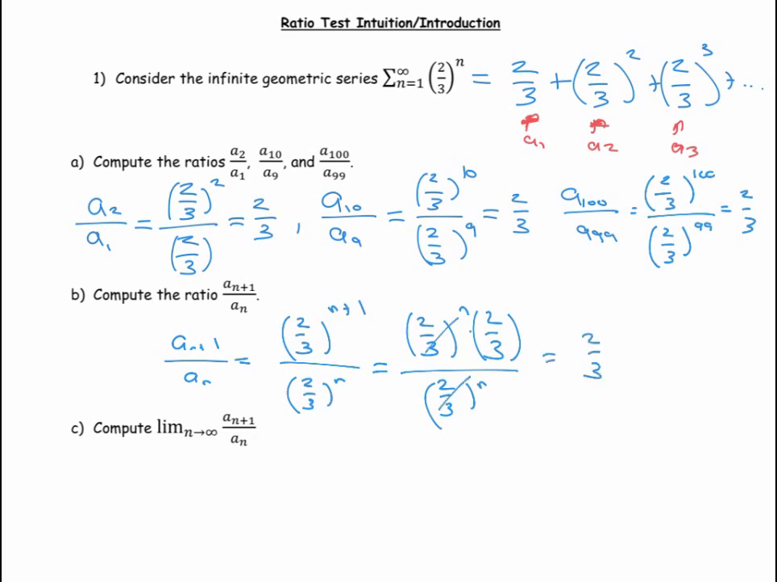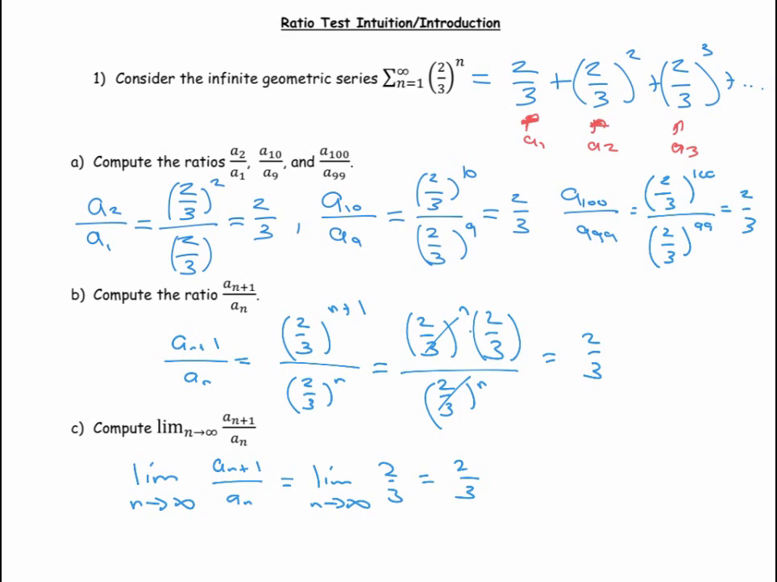And if I were asked to compute the limit as n goes to infinity of the n plus first term over the nth term, we know that's just the limit as n goes to infinity of 2/3. So I clearly just get 2/3. That might have seemed like a waste of time, but it's not, because it's going to lead into the logic of what we're going to do on the next page.